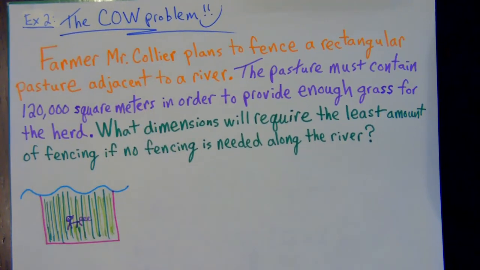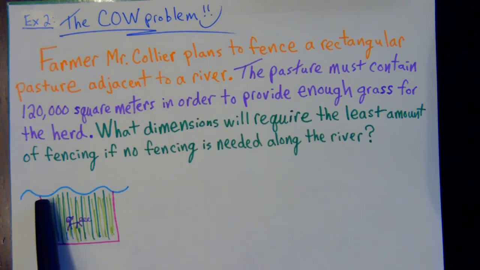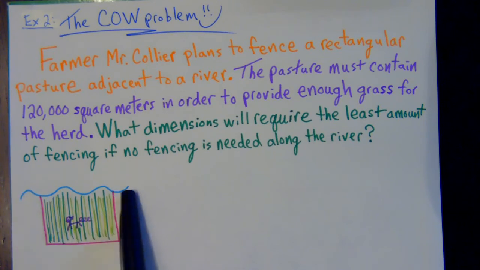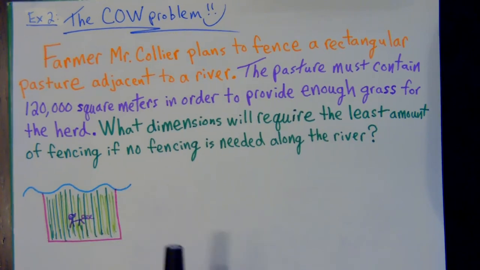But anyways, given that he's weirdly obsessed with cows, we're going to devote this problem to the smartest dude I know, Mr. Collier. So we've got farmer Mr. Collier, who plans to fence a rectangular pasture adjacent to a river. He's got this farm area, he wants to put a fence around it, but there's this river right there. That's kind of helpful, because you don't need 4 sides of the fence. You only need 3 sides of the fence.